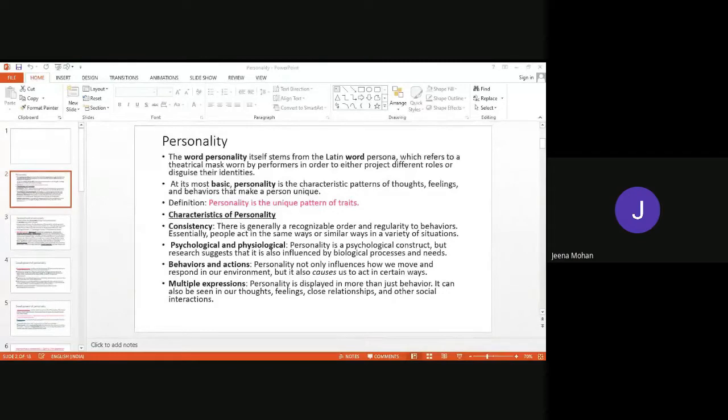Then when we talk about the assessment, personality assessment, suppose if you want to assess the personality, then what all techniques you can adopt.